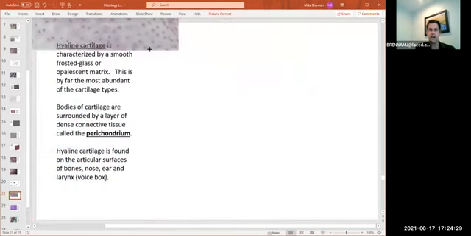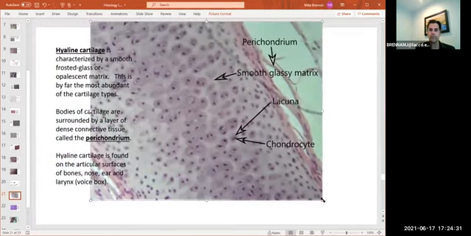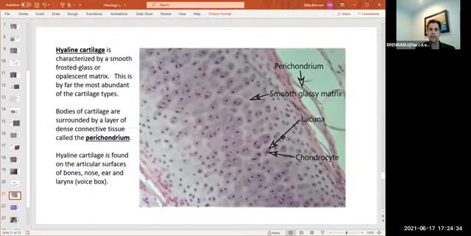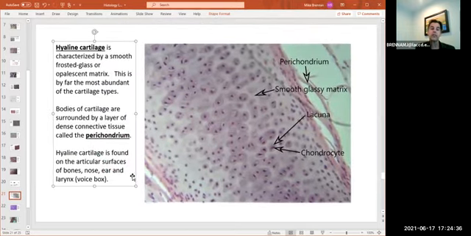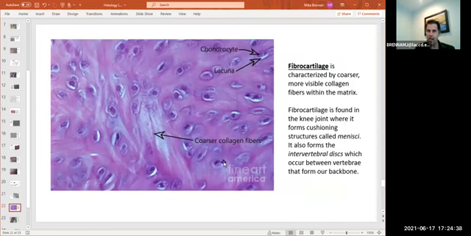So let's shrink this down, otherwise our PowerPoint is not going to function very well, and go to the next one, fibrocartilage. So again, you see the chondrocytes inside these clear oval egg-shaped lacunae. But what you notice about the matrix in between them is it's not so smooth and frosty. You see these coarse fibers in here. You can make out the collagen threads that stain pinkish red.